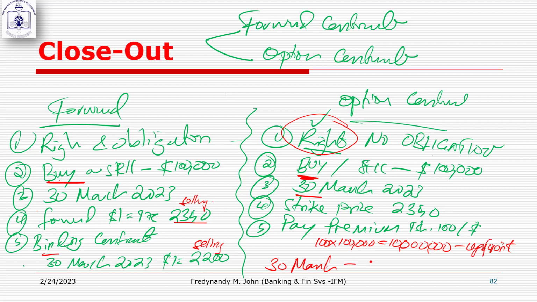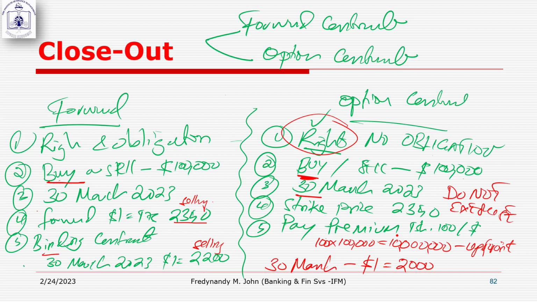turns out to be selling 1 USD at the market is sold at 2,000. Okay, it means it is cheaper to buy at the market rather than buying at the contract. Therefore, the customer simply does not exercise. Let the contract expire. There will be no penalty.